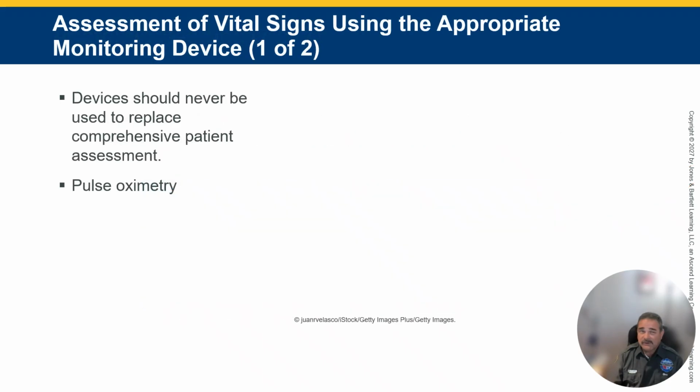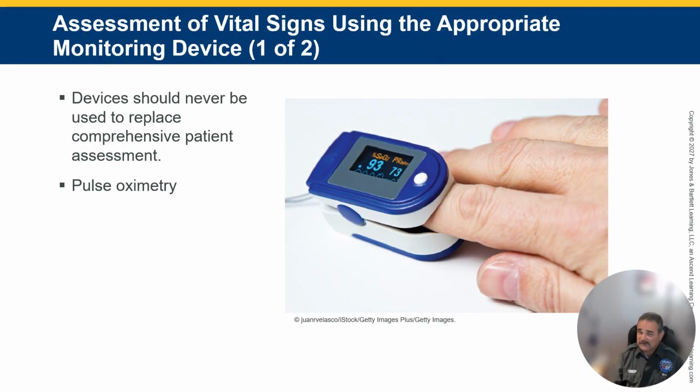Okay, using appropriate monitor devices. Devices should never replace your assessment, but there are some nice things. Here's the pulse oximeter. We talked about this before. This number here represents saturation. It's counting saturation of molecules on the blood cells. Hopefully it's oxygen molecules, and it says it's 93%. So remember, our target is 94%. 94 to 99 is usually that range.